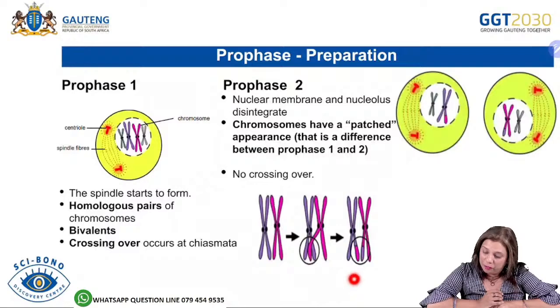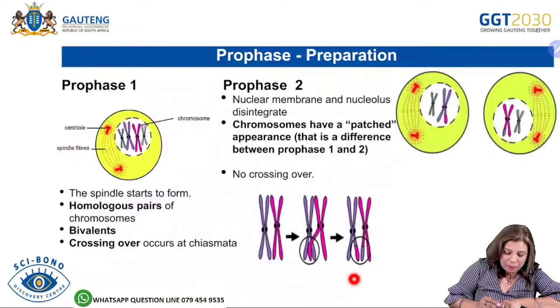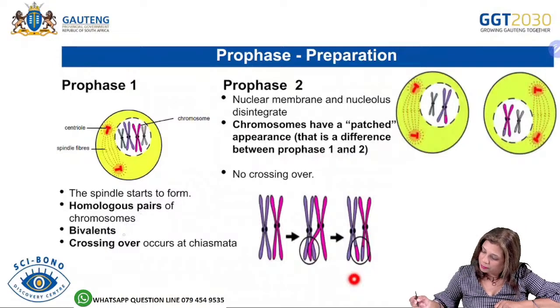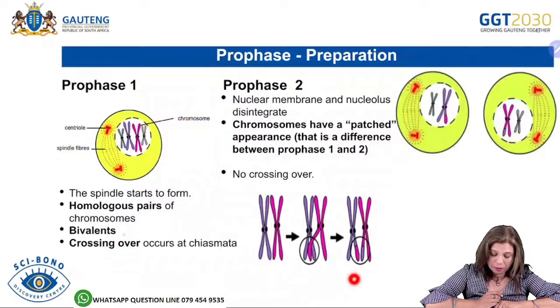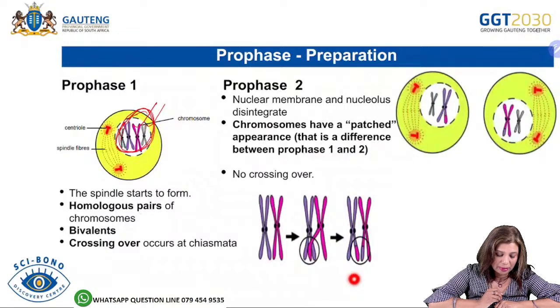So if you look at prophase 1, here you see the spindle fibers are starting to form. Now, very important here, homologous pairs come to lie next to each other. Can you see there? The homologous pairs are coming to lie next to each other. There we go. There's all our homologous pairs, and they're coming to lie next to each other.